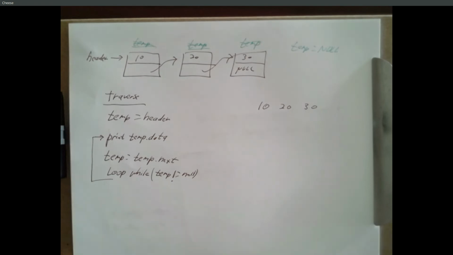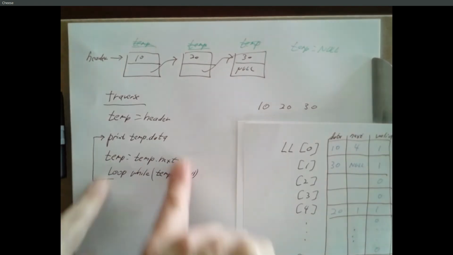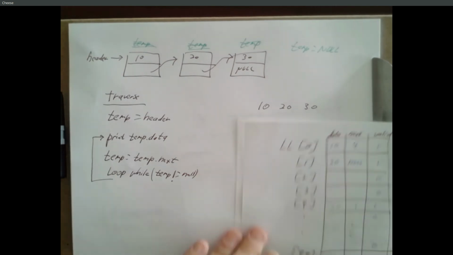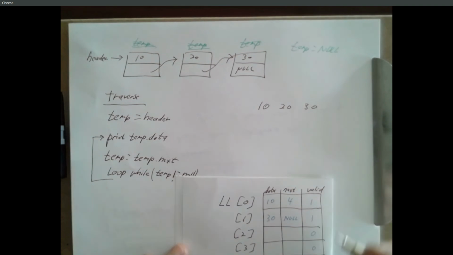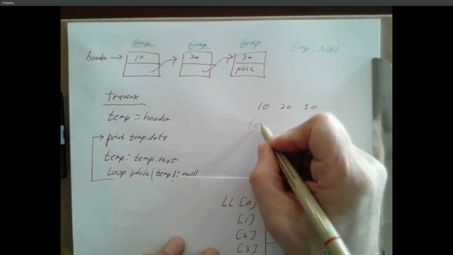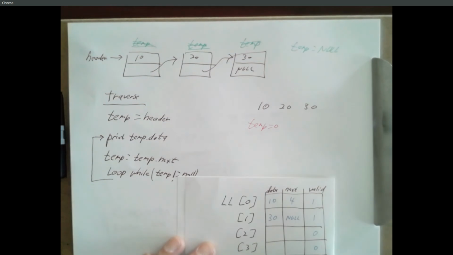And again, this is pseudocode. This is not exactly what you're going to write in C, because in fact, when we say temp equals header, well, probably header equals 0. So we probably set temp equal to 0.